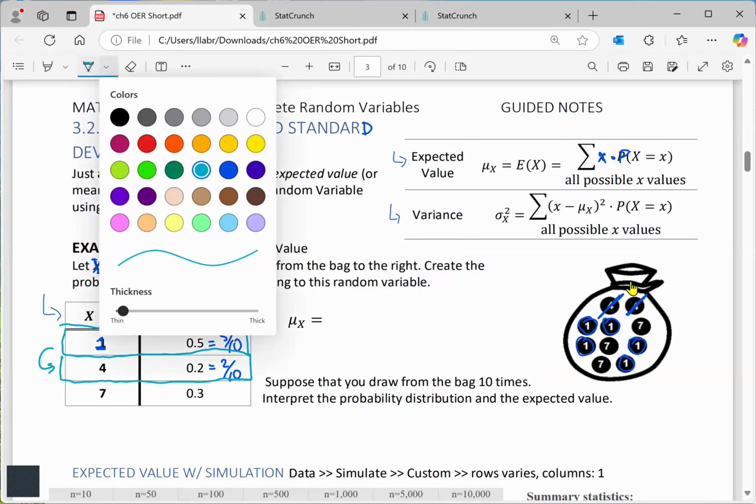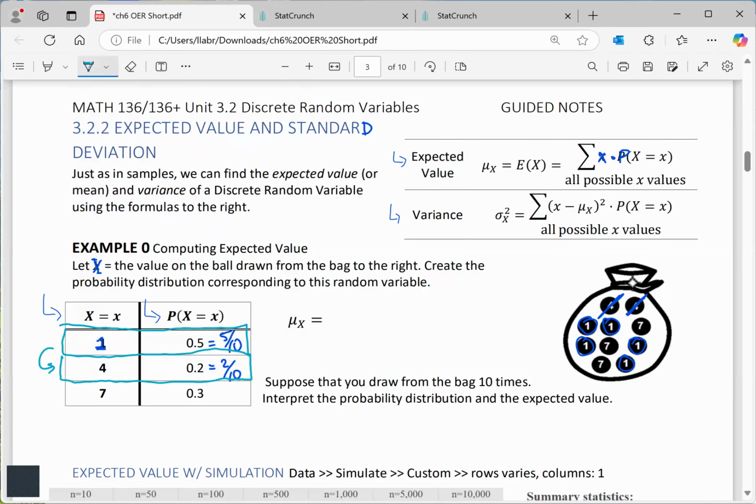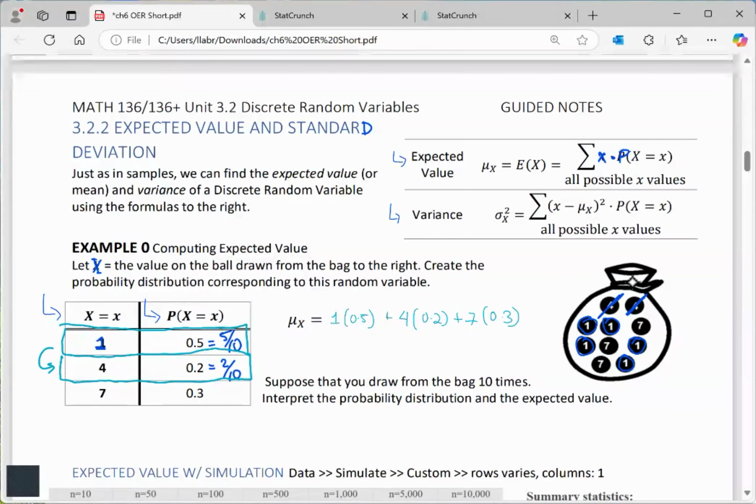You do that for all possible values of your random variable. If I were to write out this formula, I get 1 times 0.5 plus 4 times 0.2 plus 7 times 0.3, and you just add up all of those products. Once you throw this into a calculator and get a number, it is known as the expected value for the random variable. It is very closely related to the average value. The notation that we're using is the Greek letter mu, same as the population mean introduced in earlier sections. There's a reason for that.